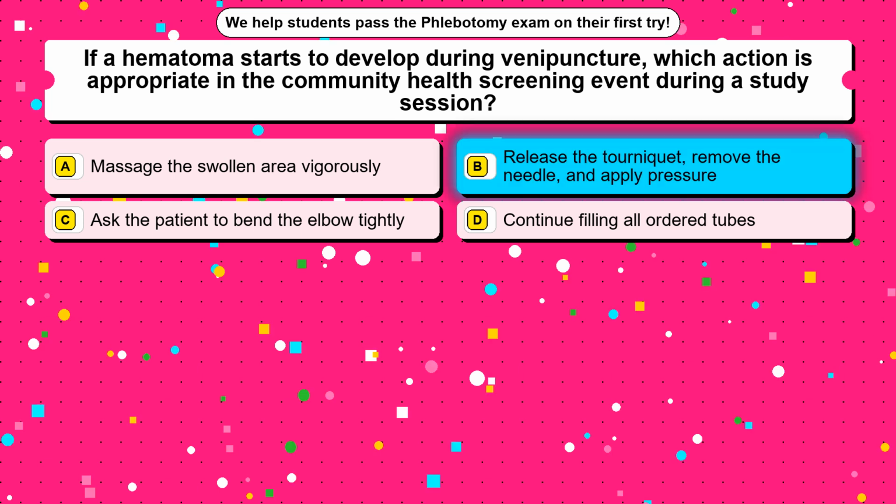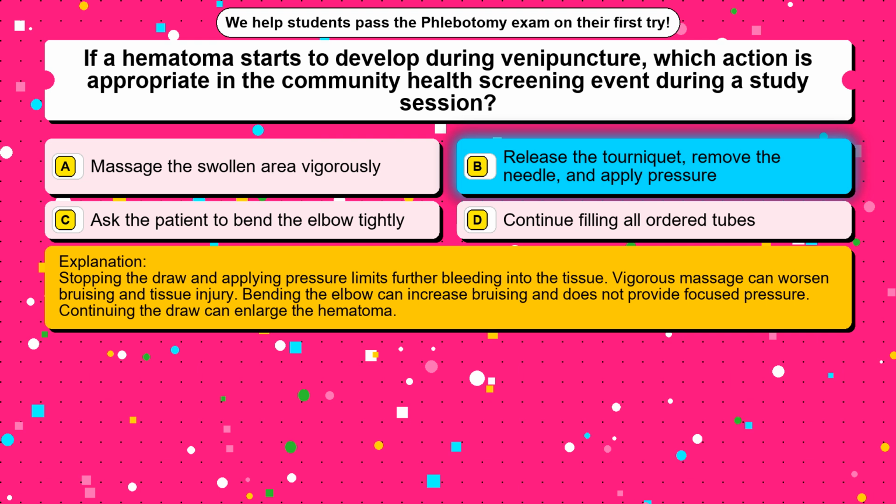The correct answer is option B. Release the tourniquet, remove the needle, and apply pressure. Stopping the draw and applying pressure limits further bleeding into the tissue. Vigorous massage can worsen bruising and tissue injury. Bending the elbow can increase bruising and does not provide focused pressure. Continuing the draw can enlarge the hematoma.